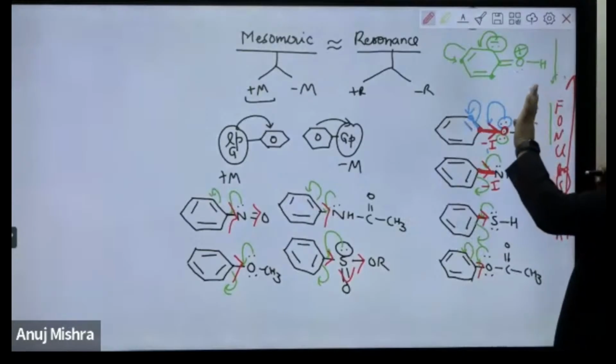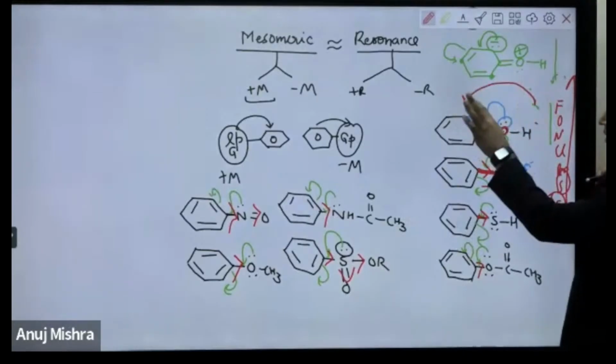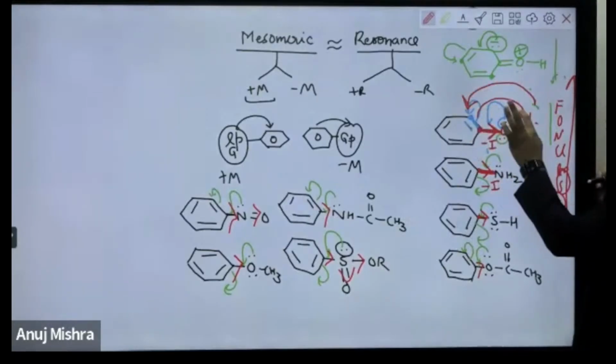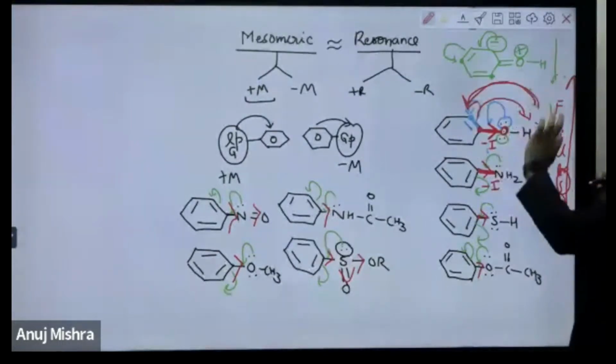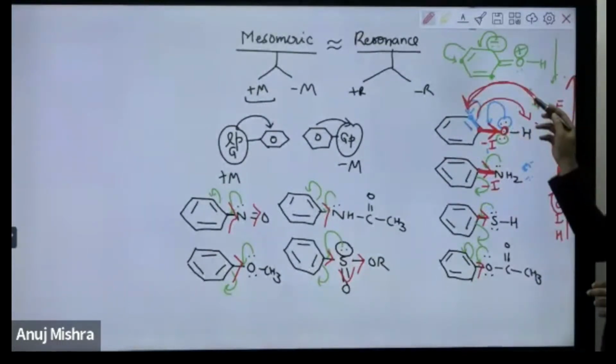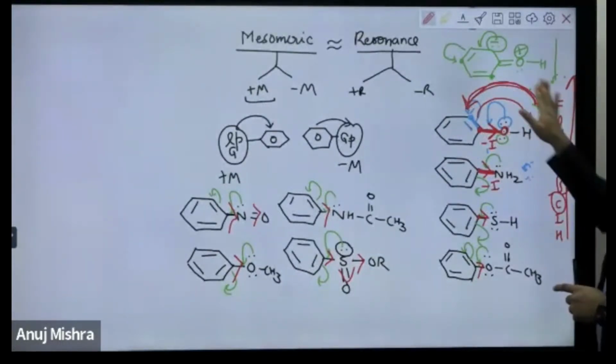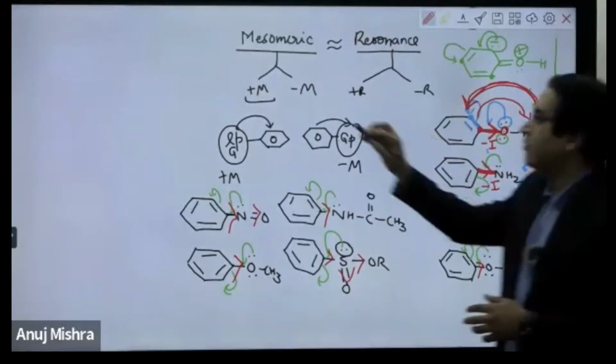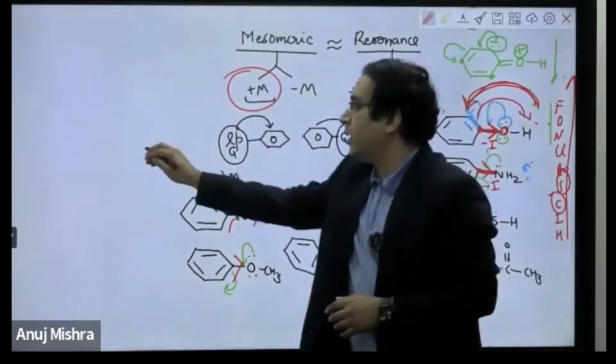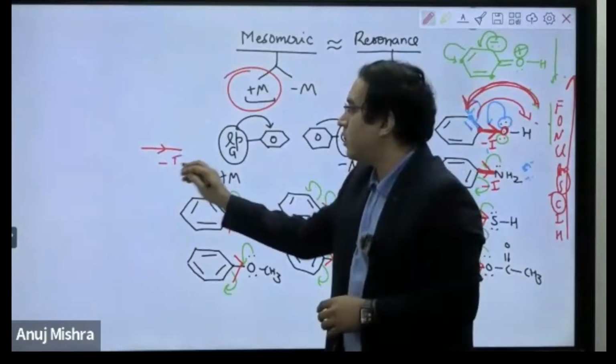It's like giving back, taking it back. Giving and taking back. But the one which is giving is what? It is plus M, positive mesomeric. And the one with which you are taking back is just minus I.